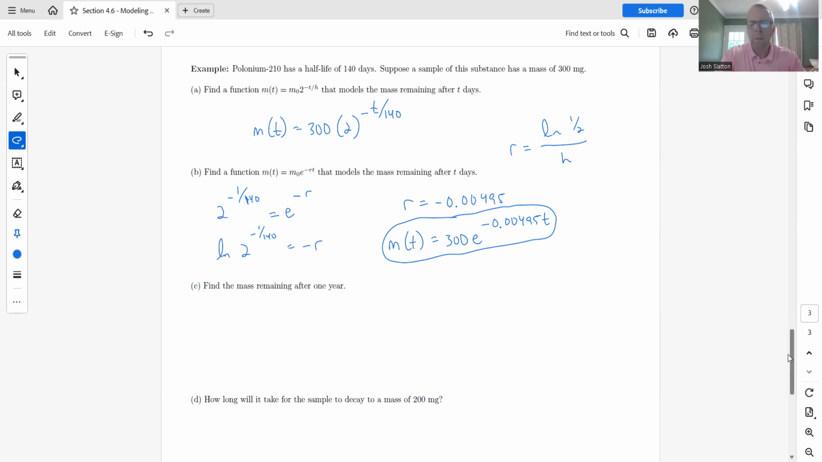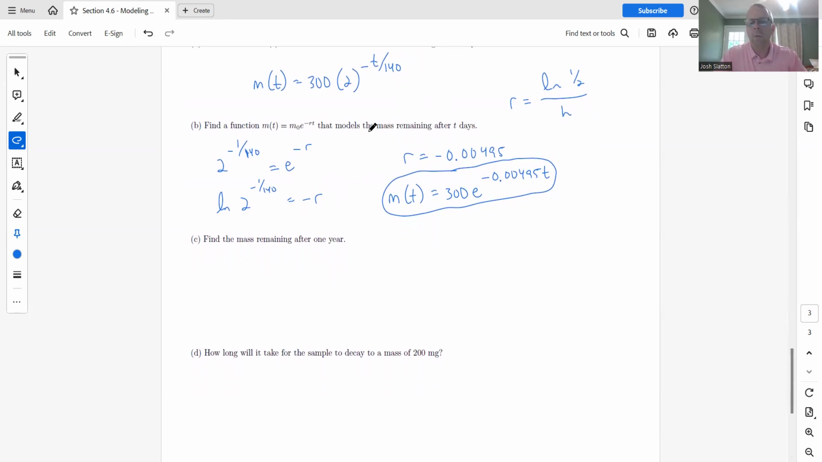All right, so now find the mass remaining after 1 year. This is where the time units come in. We have 1 year, but t is measured in days, so we need to write this as 365 days. So m of 365, not m of 1. And so that's 300 e to the negative 0.00495 times 365. And we should get 49.3 for that.